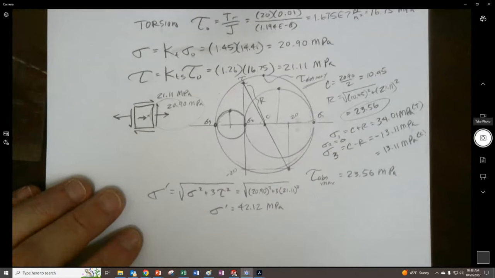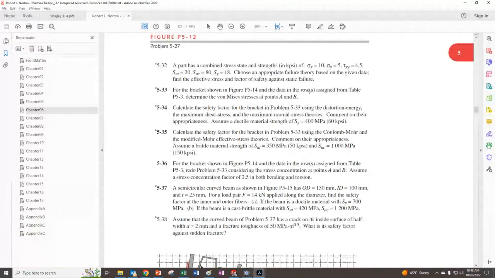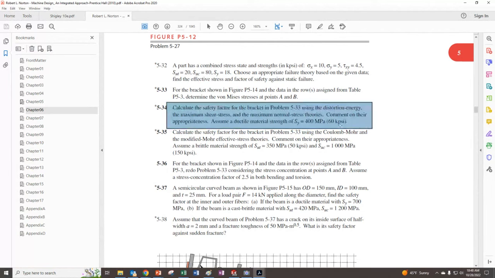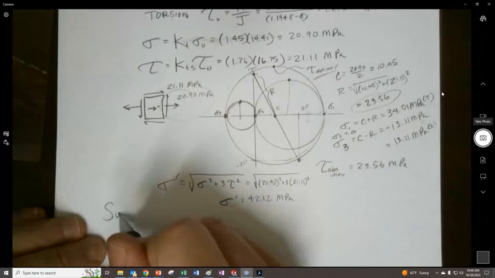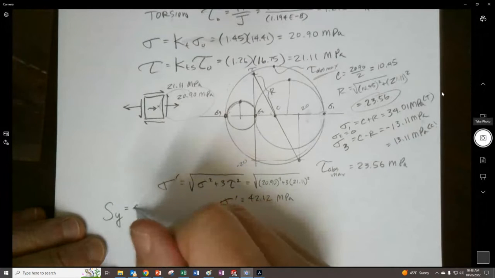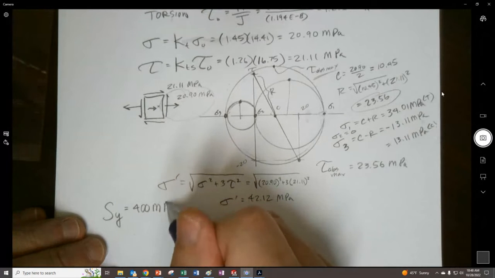So if I want to have a safety factor now, I'm not sure what the original problem was saying. I think the original problem, if I'm not mistaken, was just asking for the stresses. They didn't tell us what the safety factor was, but maybe compare appropriateness. Okay, assume a ductile material strength of 400 megapascal. So we're going to be very, very safe. They're going to say that the yield right there was 400 megapascals.